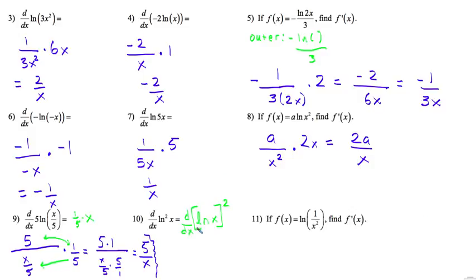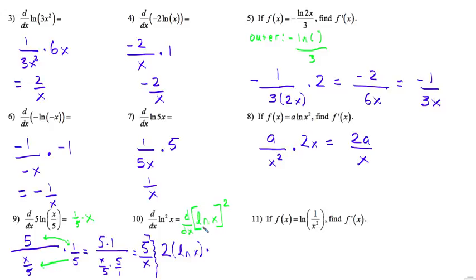D-outer is derivative of outer. Outer was this something squared. So d-outer is going to be 2 of that same something, squared. 2 of the same something. 2 of natural log of x. And then I subtract the power to a power of 1 right here, but I'm not going to write it. So I just did d-outer. Now I need to multiply it by d-inner.